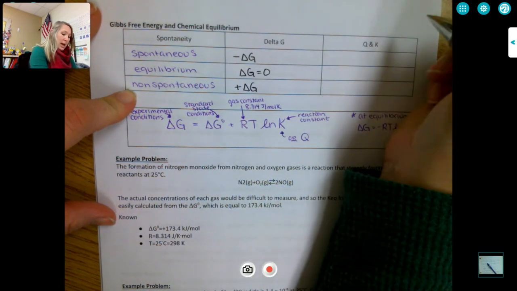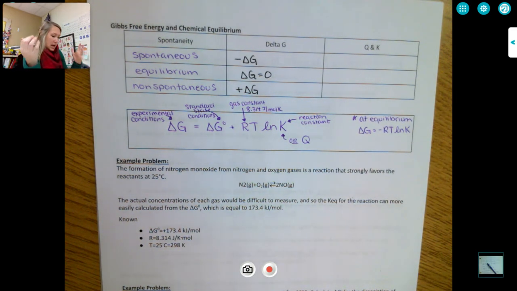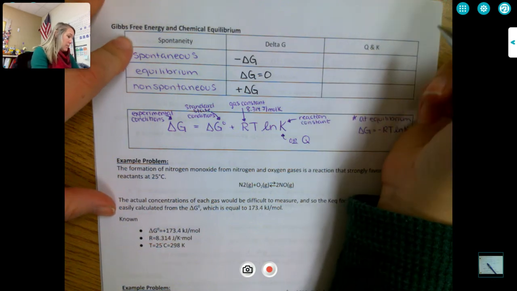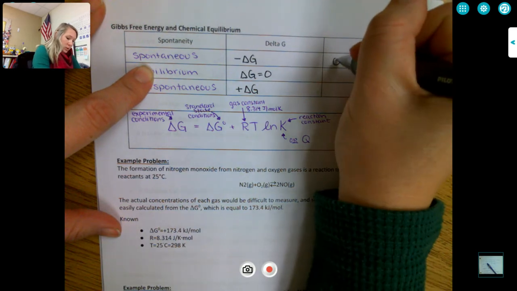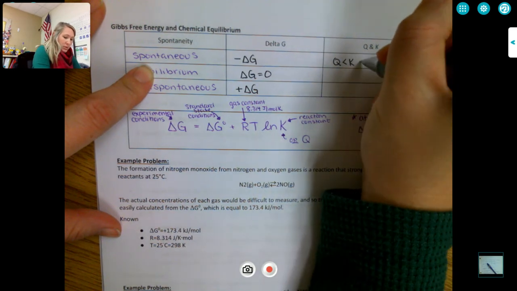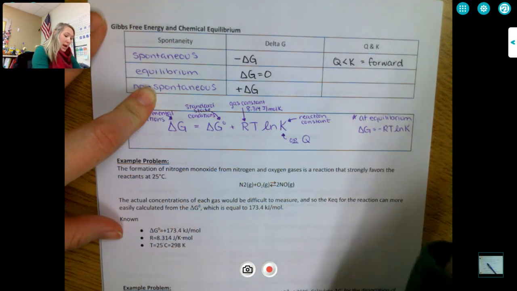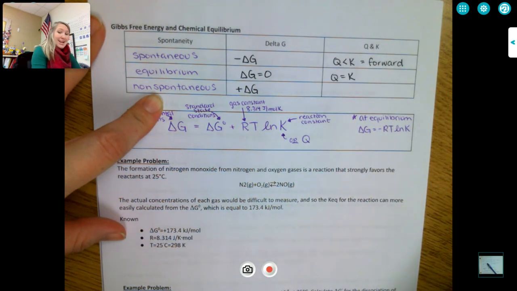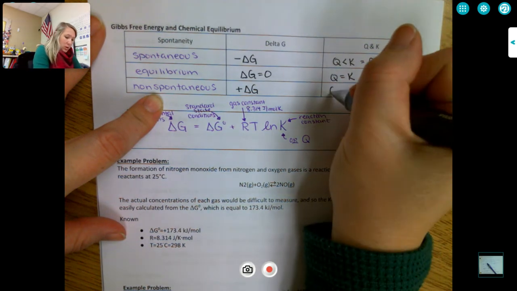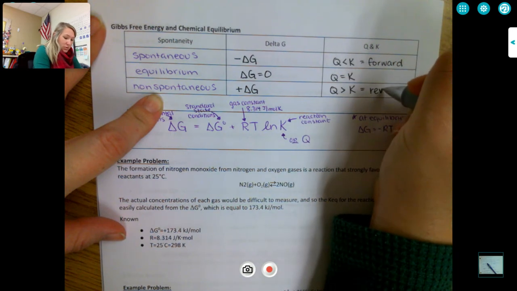If we have Q and K, remember Q is our reaction quotient for a reaction at a certain time, and K is at equilibrium. If we have a spontaneous reaction, a reaction that moves forward, we know that Q is less than K, which makes a forward reaction happen. If we're at equilibrium, Q is equal to K. And if we have a non-spontaneous reaction, in other words a reaction that should proceed in the reverse direction, Q is greater than K, and that makes a reverse reaction.